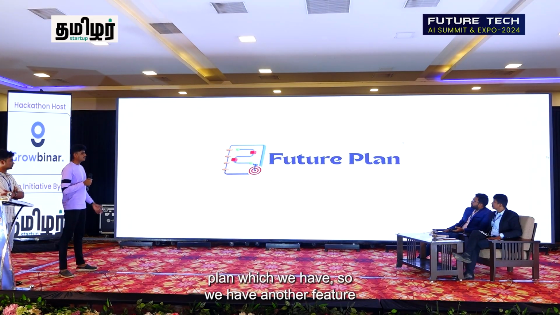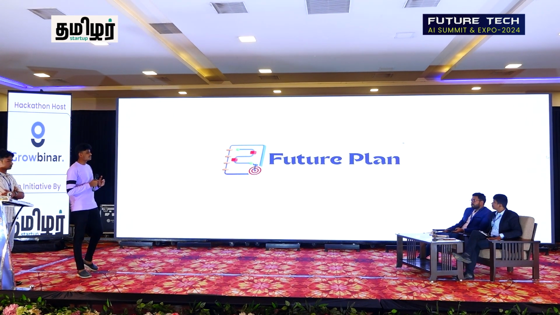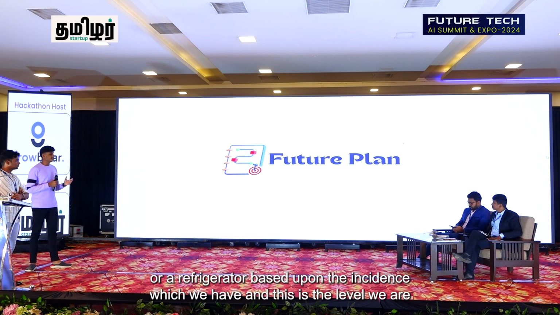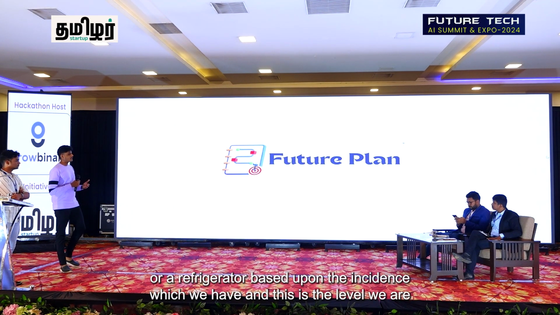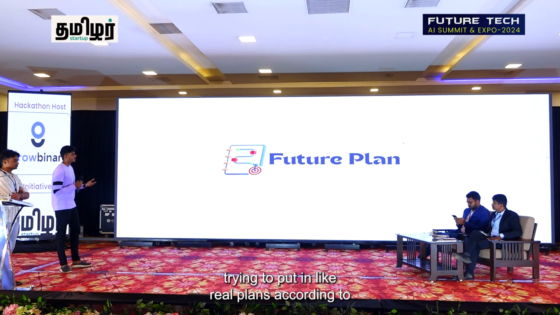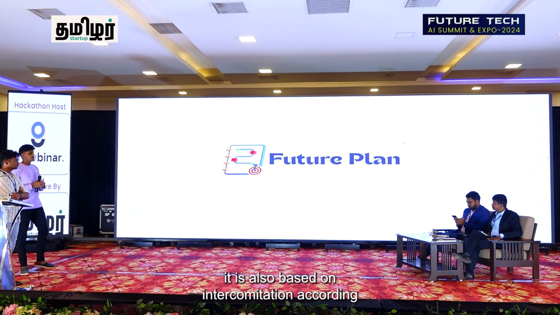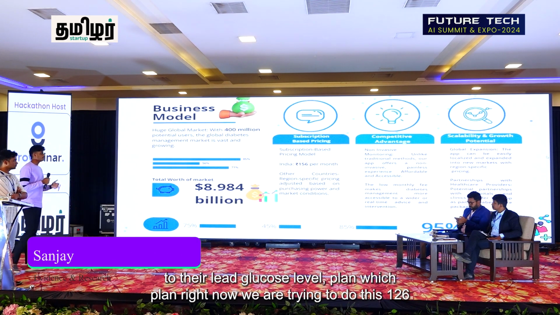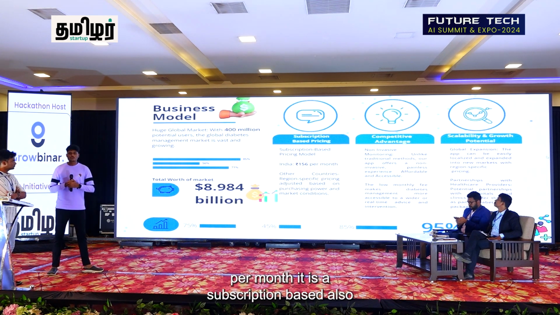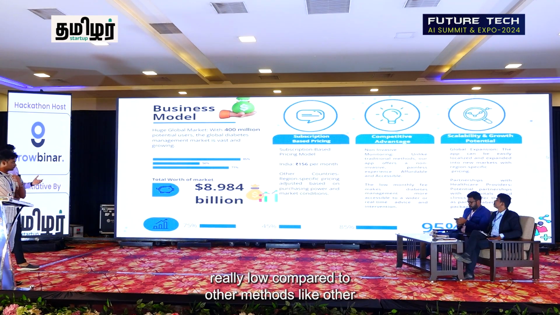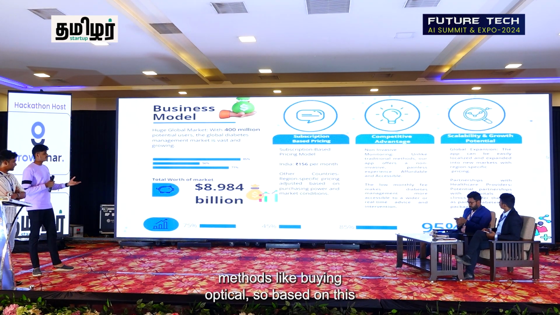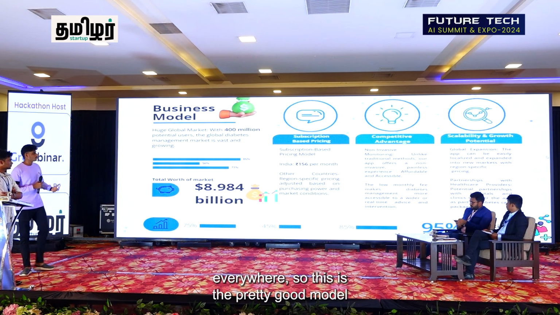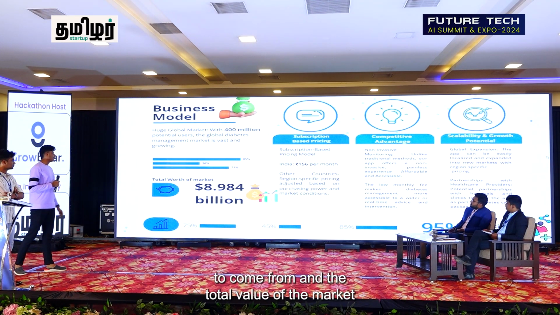Our future plan: we have another feature called Nutri Glucose Check, where you can simply upload an image of your fridge or refrigerator, and based upon the ingredients you have and your sugar level, we produce meal plans and food recommendations according to your blood glucose level. The plan right now is 156 per month. It is a subscription-based app, so pretty low compared to other methods like buying optical devices. Based on this, you can check blood glucose level anytime, everywhere. This is a pretty good model to come across, and the total value of the market is 8 billion.